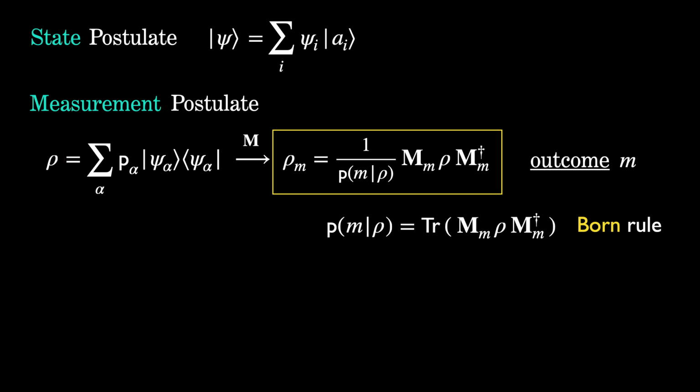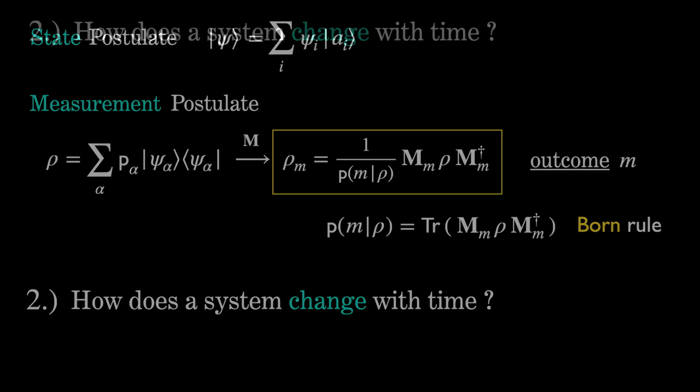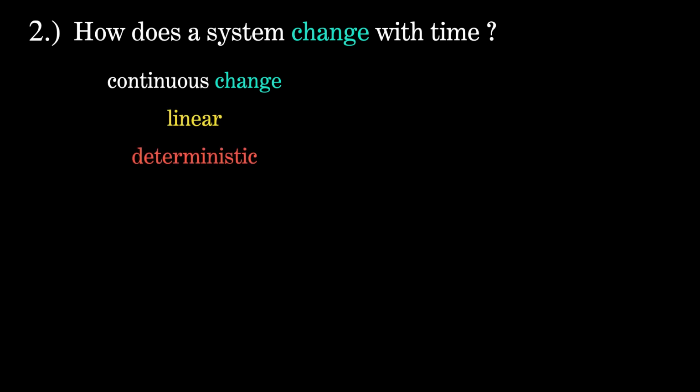Now we move on to the second question, which we have so far not addressed. How does a system change with time? More precisely, how does the state of the system change with time? Since time is a continuous parameter in quantum mechanics, it is reasonable to assume this change to be continuous. On top of this, we assume this continuous transformation to be both linear and deterministic.